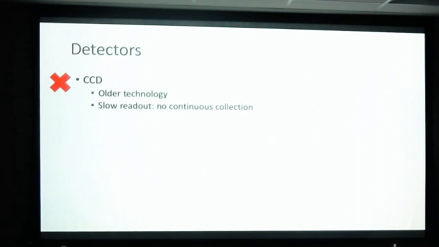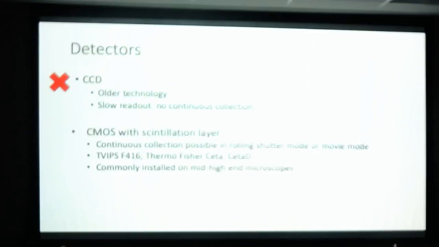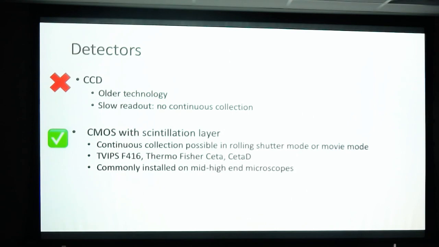So what do you need for micro-ED? For detectors, you don't want a CCD. Even if you have it, it's too old. The slow readout means no continuous collection. A CMOS detector with a scintillation layer is probably the ideal one. It's already installed on a lot of microscopes. If you have a Thermo Fisher microscope, they often have a CETA camera installed that may or may not be used very often, but that's ideal for this. If you can get the CETA-D, that's even better because it's made for diffraction, but the CETA camera itself will work.